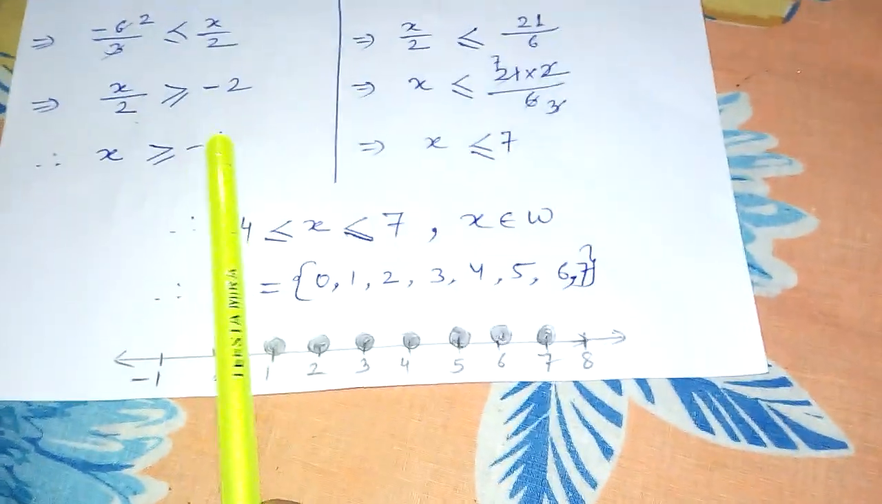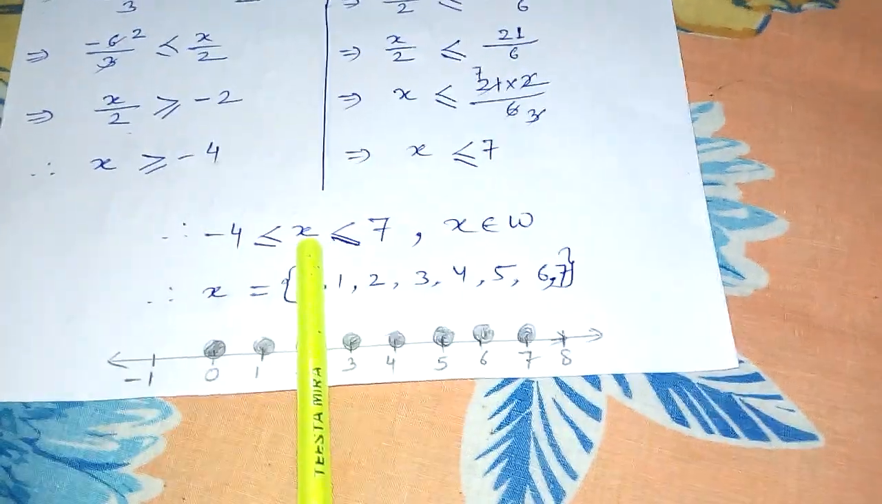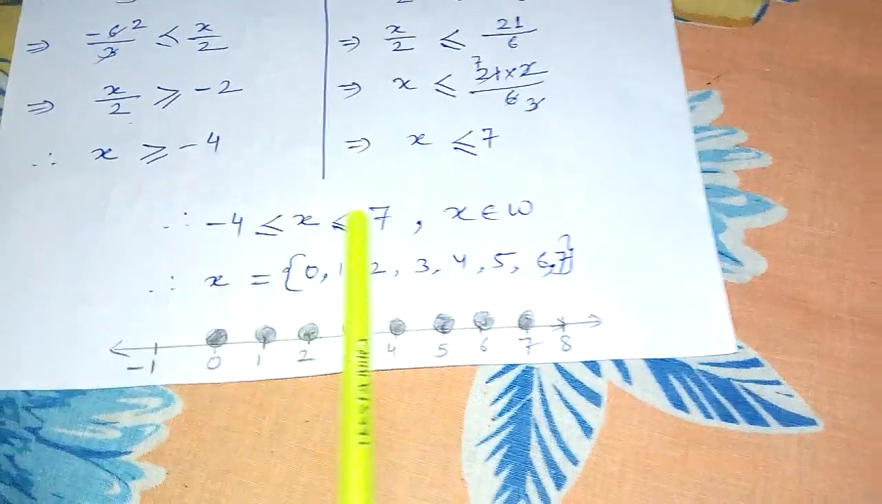So now when I combine both, I will have to write x, and these two symbols are compulsory.